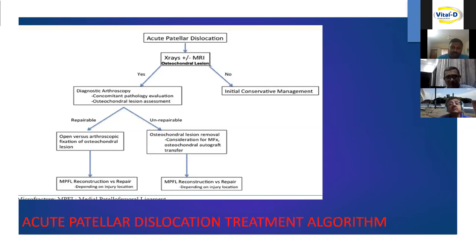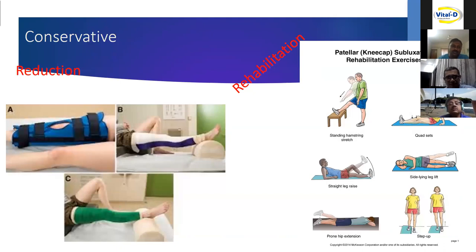So what is the conservative treatment? We do the reduction and rehabilitation. What about immobilization? A lot of studies have shown that there is no benefit from prolonged immobilization. So the consensus is a short period of immobilization. You can put on a patellar brace, do gentle quadriceps exercise, and start knee movement.